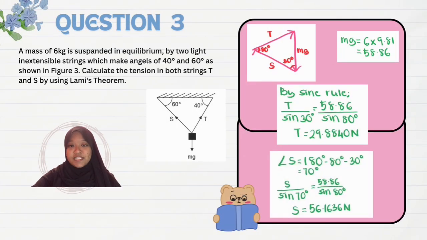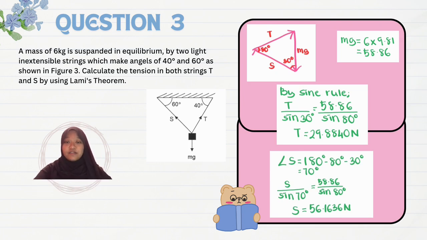Question 3. A mass of 6 kg is suspended in equilibrium by two light inextensible strings which make angles of 40 degrees and 60 degrees as shown in figure 3. Calculate the tension in both strings S and C by using Lami's theorem. So the first step is to sketch the diagram in figure 3. We don't know the value of the weight, but it is given in the question, so we can substitute the value, which is mass times gravitational acceleration. So we substitute the value, 6 times 9.81 equal to 58.86 Newton.